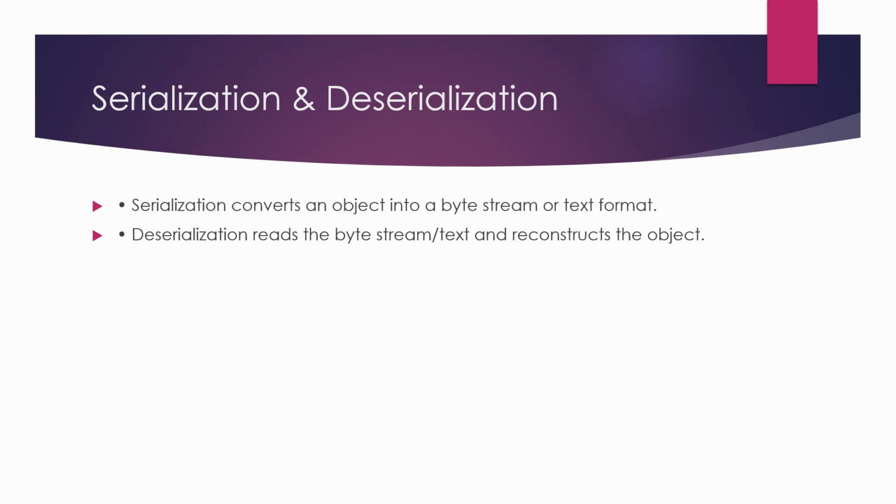Serialization and deserialization are essential when it comes to saving and loading object data. Serialization converts the object into a byte stream or text format, so it can be easily written to a file. Deserialization reads the byte stream or text back from the file and reconstructs the object, allowing you to use it as if it had never left your program.